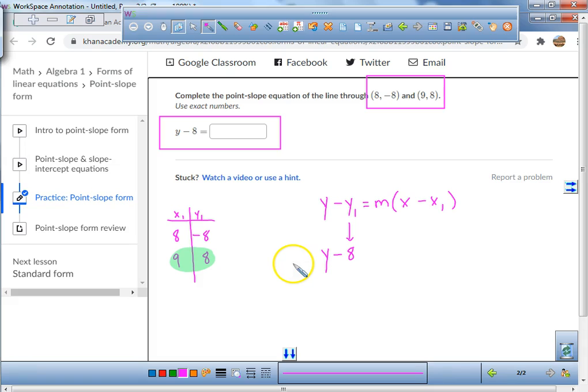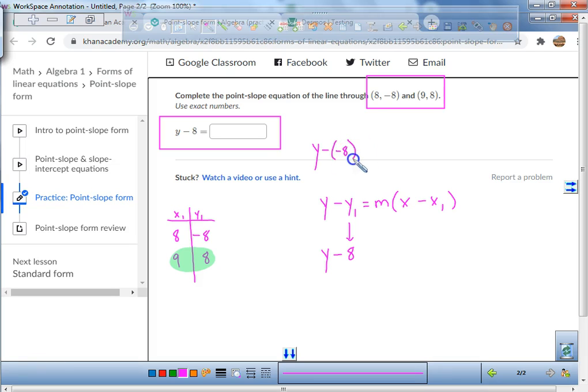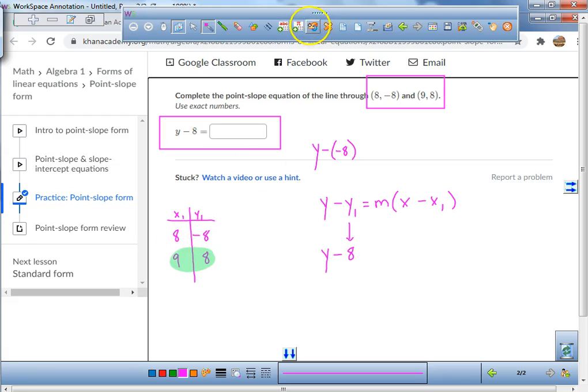So what's the x value that I'm going to have to use? 9. Okay? Now, be careful. Sometimes you'll see this, guys. You'll see y minus a -8 in the Khan Academy. If you see that, you wouldn't use this ordered pair. You would use that ordered pair. So just be careful of which ordered pair you're going to use. This is where students will make a mistake.